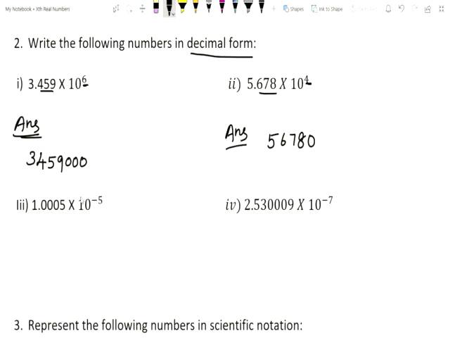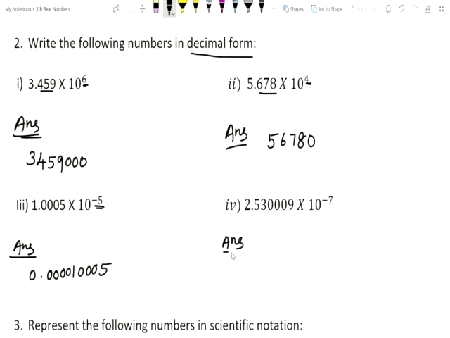See here, the third one, the power is negative, so you have to start from 0 point. Here the power is 5. Already 1 we included, so remaining 4 digits, so you add 0, 0, 0, 0, 1, 0, 0, 0, 5.